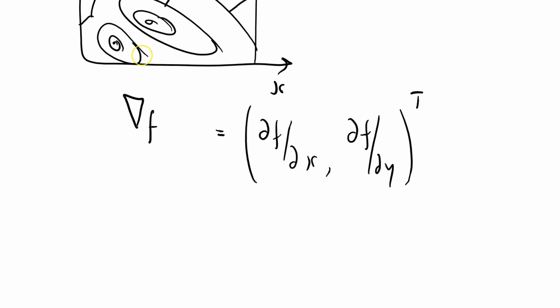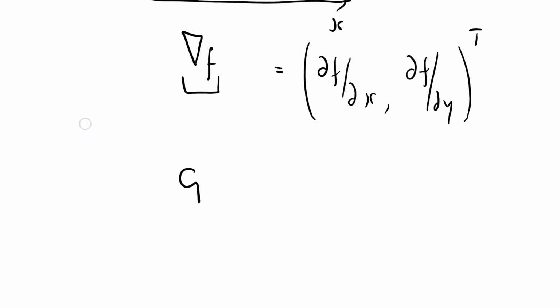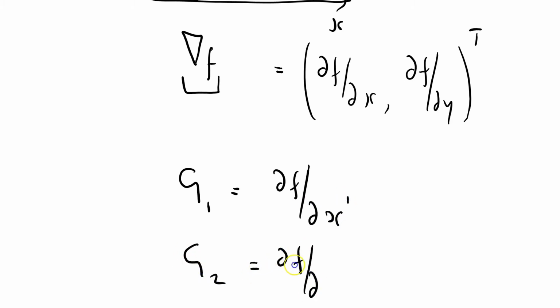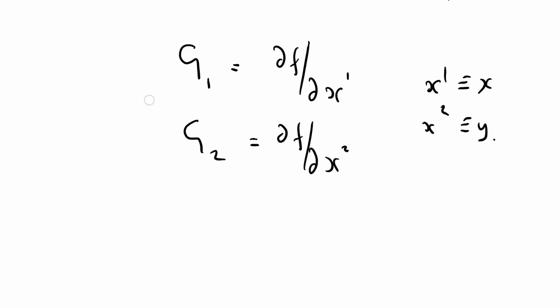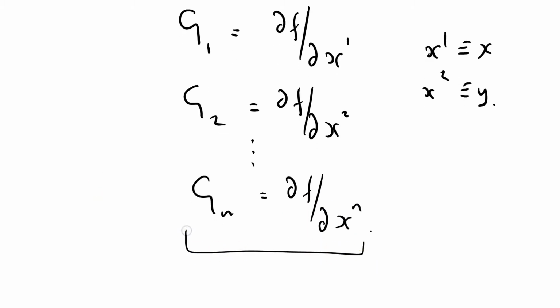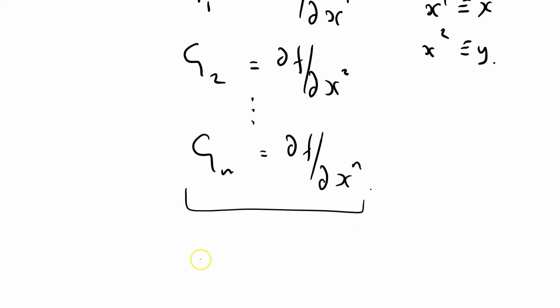Now, this notation here is a little bit peculiar. I'm going to call it G. So G1 equals ∂f/∂x1, and G2 equals ∂f/∂x2. So x1 is the same as x, and x2 is the same as y. But you can imagine I can carry on. Gn equals ∂f/∂xn. So it's a nice little system here. So I can say that Gi equals ∂f/∂xi.